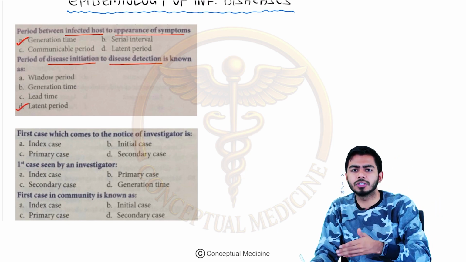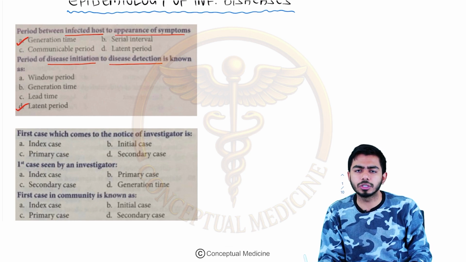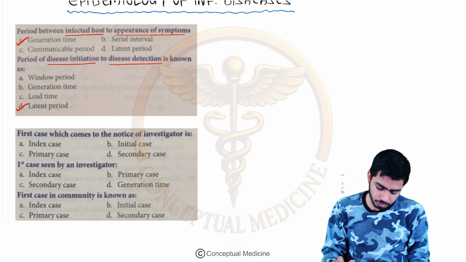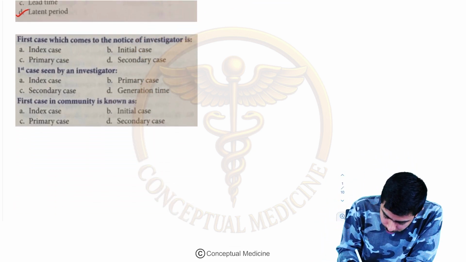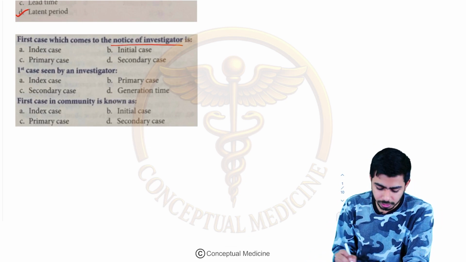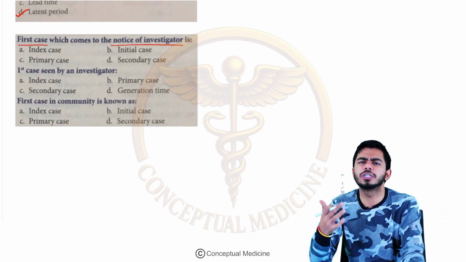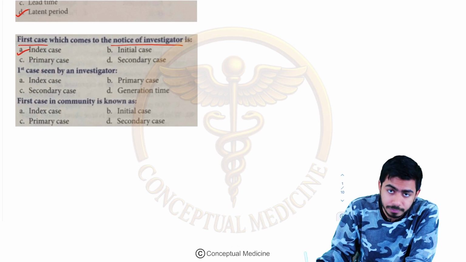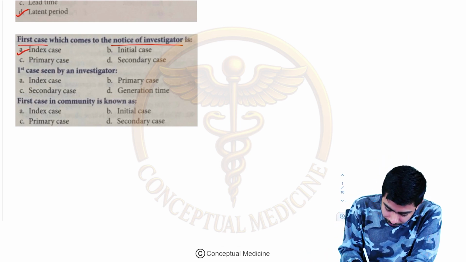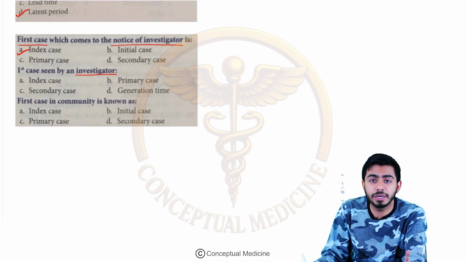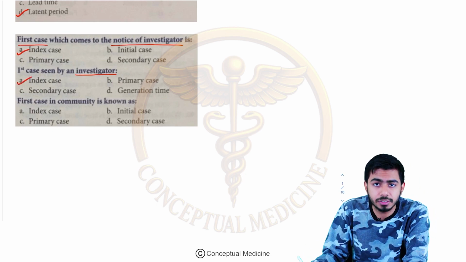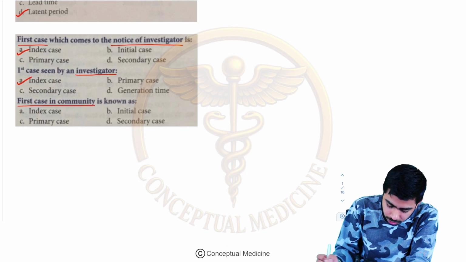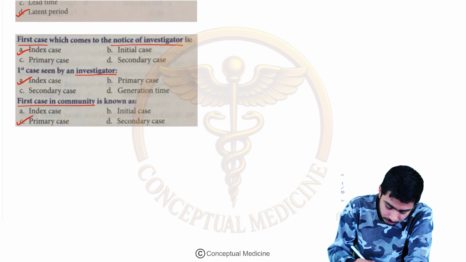Please revise these definitions which I have talked about in this session. If you revise it twice, you will easily be able to answer these questions. First case which comes to the notice of an investigator, physician or epidemiologist, that is the index case. First case seen by an investigator, again the index case. Next question: first case in the community, that is your primary case.